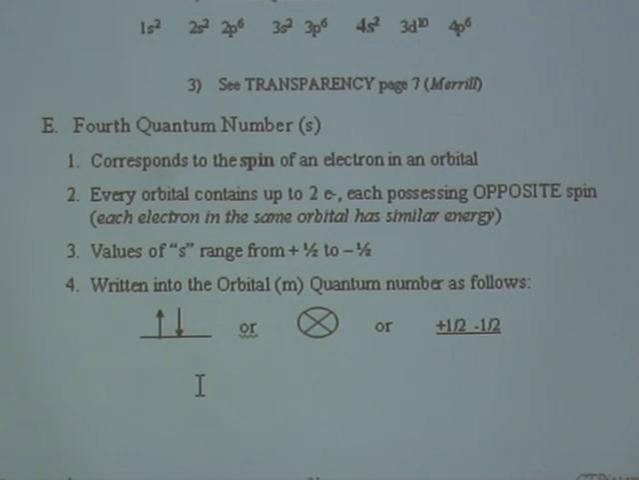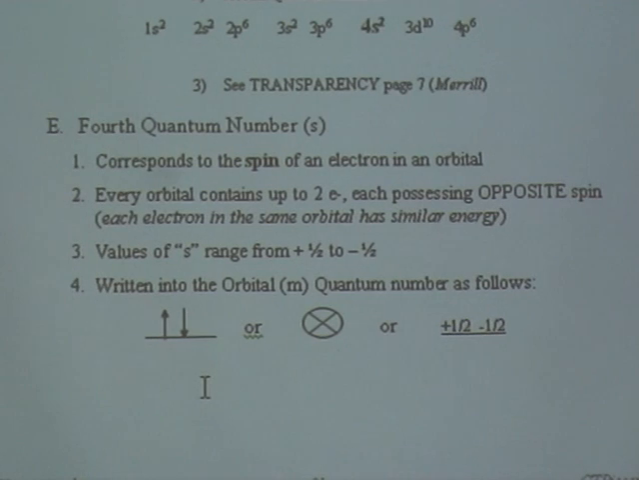The values of S range from +1/2 to -1/2. Again, it indicates the direction that the electron is spinning. As you can see here, we write it into the orbital, which is the third quantum number, M, as follows. We can use up and down arrows, or we can use a circle with X's in it like that. Each line represents an electron, or you can use +1/2, -1/2. So let's take a look at some examples here and start writing these quantum numbers.